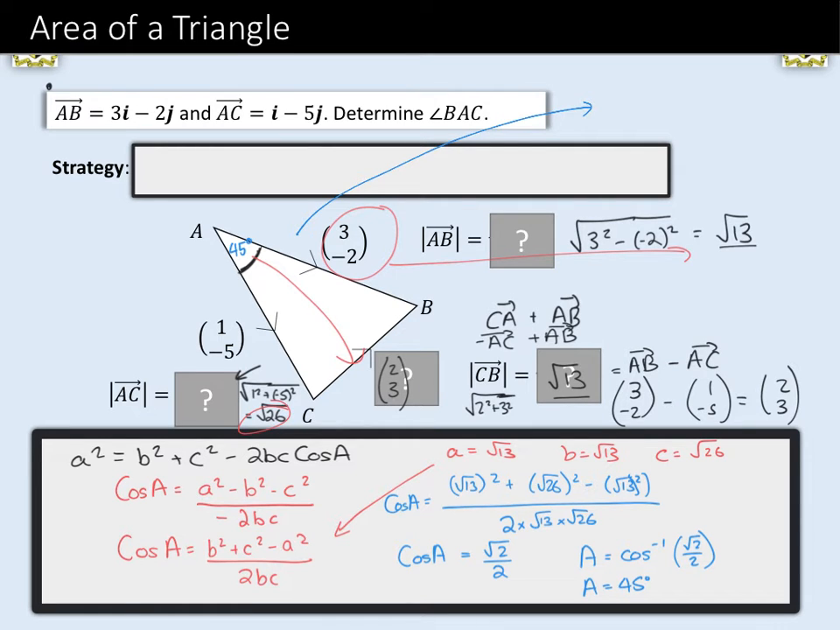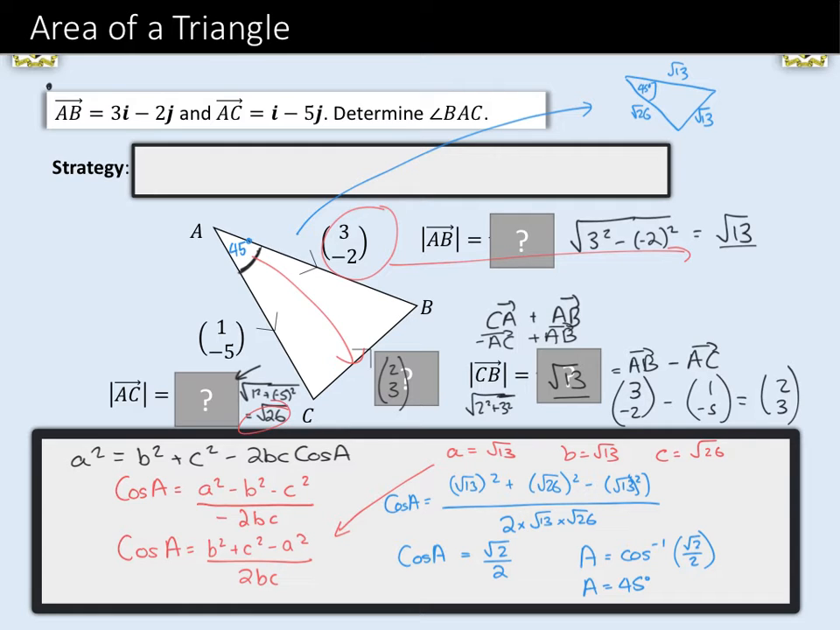moment, I'll just be left with a triangle here like this. This angle here is 45 degrees. This side is root 13. This side is root 26. And this side is root 13 as well. So let's say that I wanted the area of this triangle.